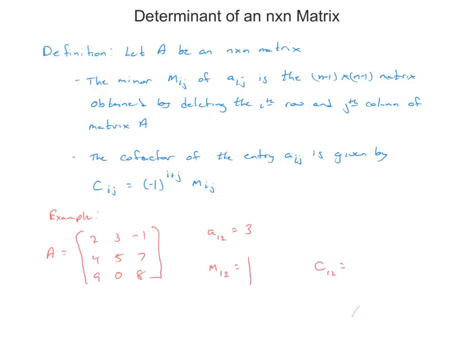That minor is 4, 9, 7, 8. And then the cofactor in this one: 1 plus 2 is 3, so it's going to be -1 times that minor, which is 4, 7, 9, 8. That's how we work with the minor and the cofactor. Because 1 plus 2 is 3, -1 to the third power is still -1, so we have a -1 there.